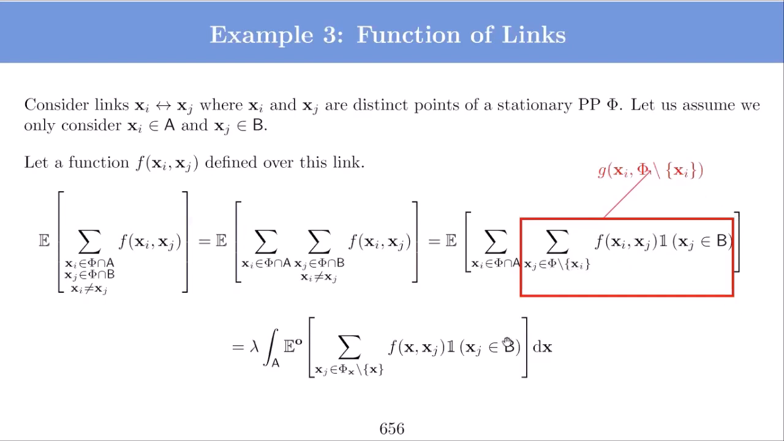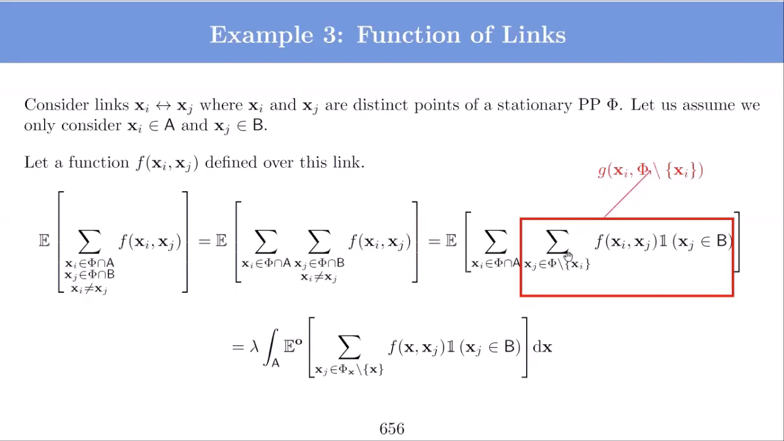So this overall is nothing but a function of xi and phi minus xi. Xi is there, and phi minus xi because you are summing over all the points which are in phi but not xi. So this is just some function g of xi comma phi, and then you have summation expectation.